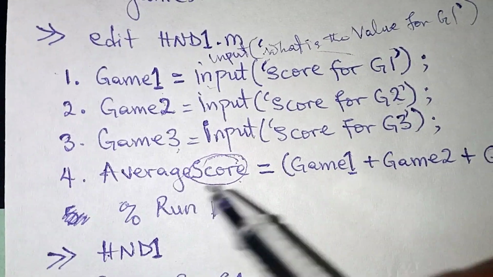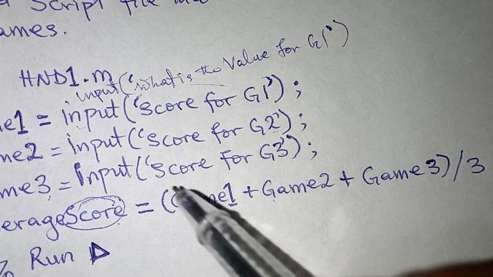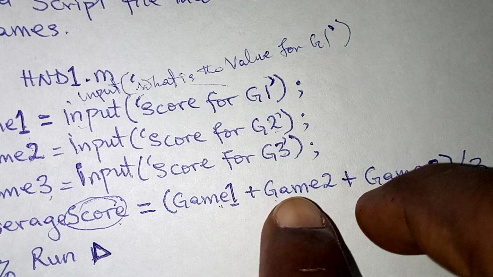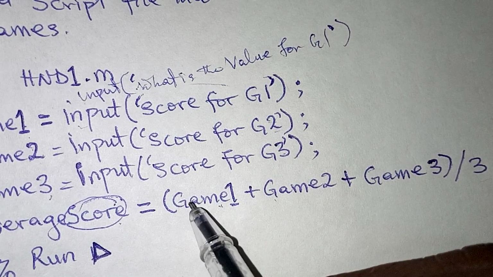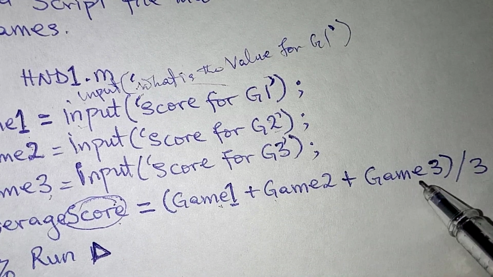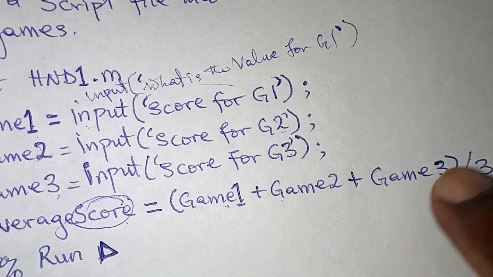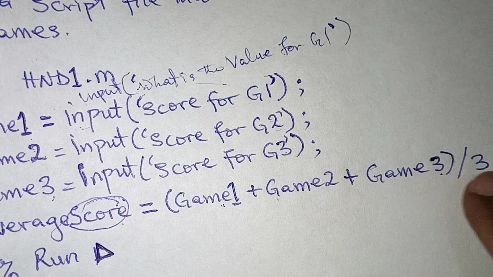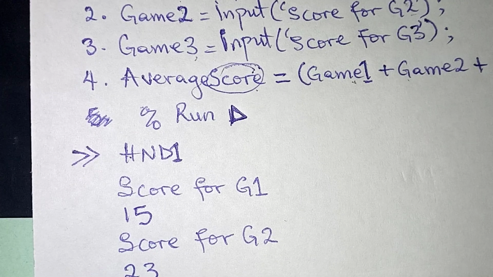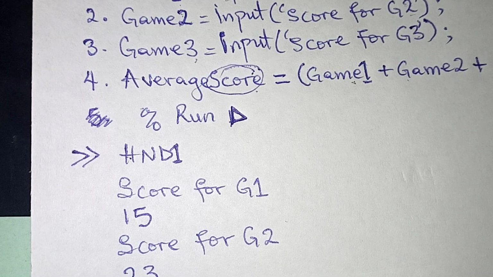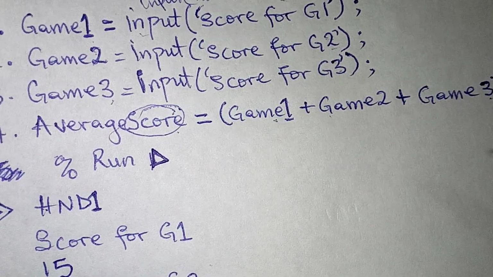So you can just say average is equal to game 1 plus game 2 plus game 3. Being in bracket is to tell Matlab solve these 3 first, then divide everything by 3. Because if you don't put it in bracket, by the time you reach game 3 and say divided by 3, Matlab will see it as this game 3 should be divided by 3, not everything to be divided by 3. And this is an example of runtime error. It will give you a value, but it is not what you need.